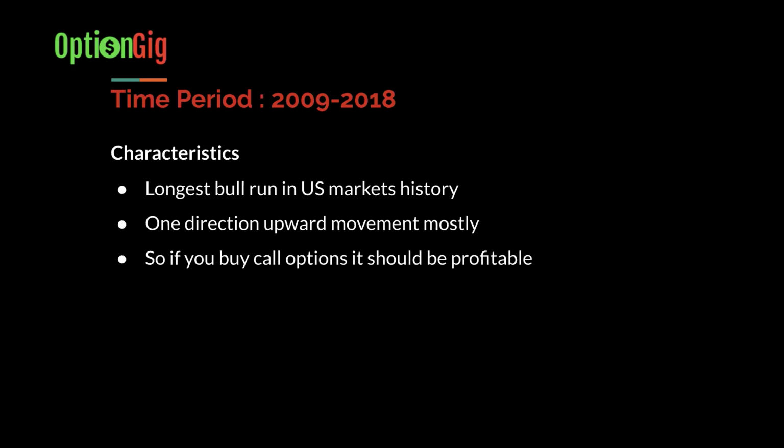Market has been grinding slowly only in one direction. Mostly it was a unidirectional movement, just going up. Of course, there will be some pockets where it will go down over some period of time, but if you look at the direction, it's been mostly up, and that's why it has been the longest bull run in the US market history.